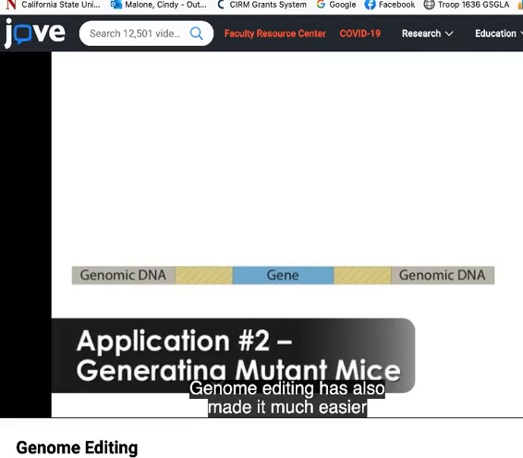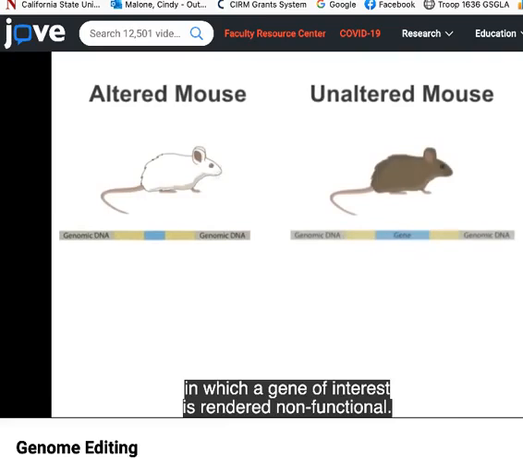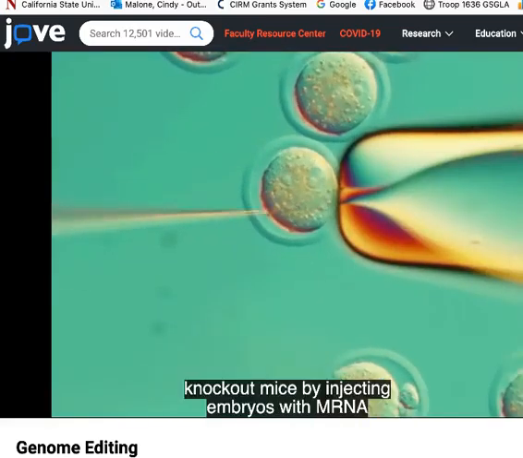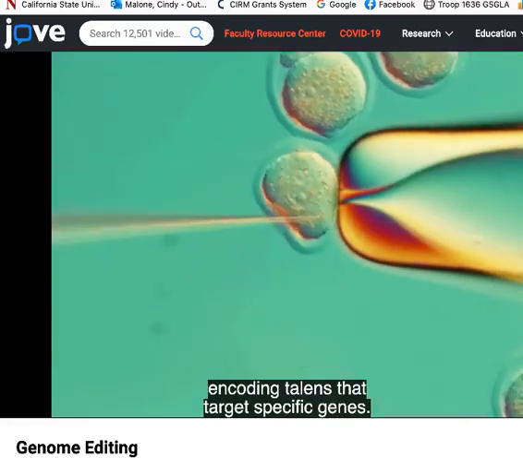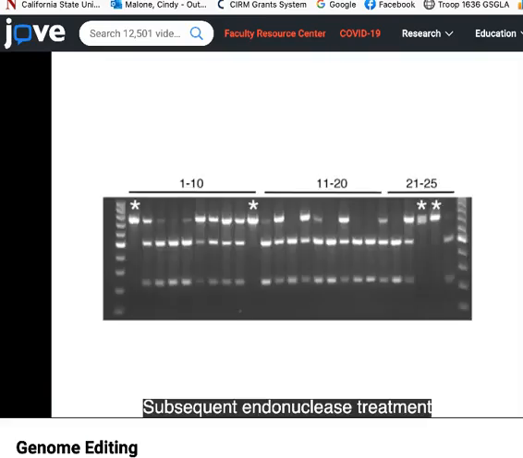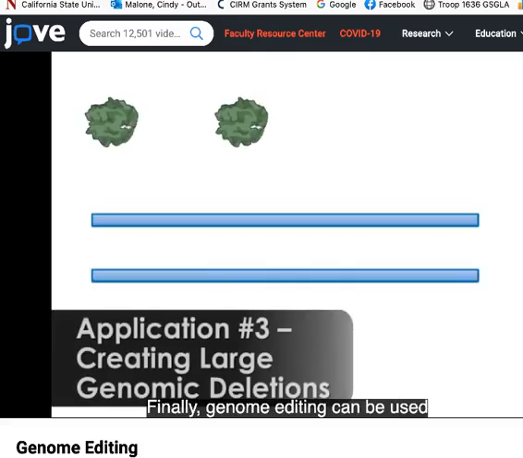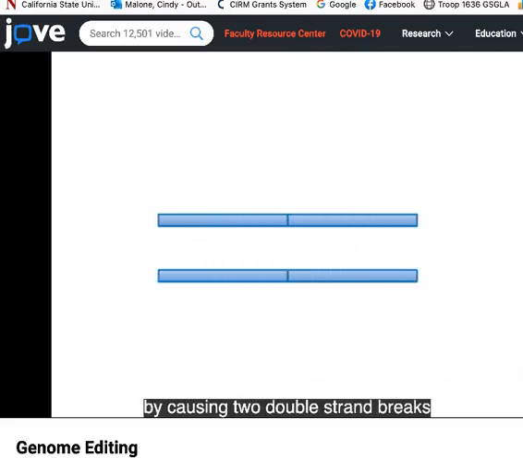Genome editing has also made it much easier to generate knockout organisms in which a gene of interest is rendered non-functional. Here, researchers sought to create knockout mice by injecting embryos with mRNA encoding TALENs that target specific genes. Subsequent endonuclease treatment of DNA from TALEN-treated mice allowed researchers to identify animals with mutations in both copies of the targeted gene.